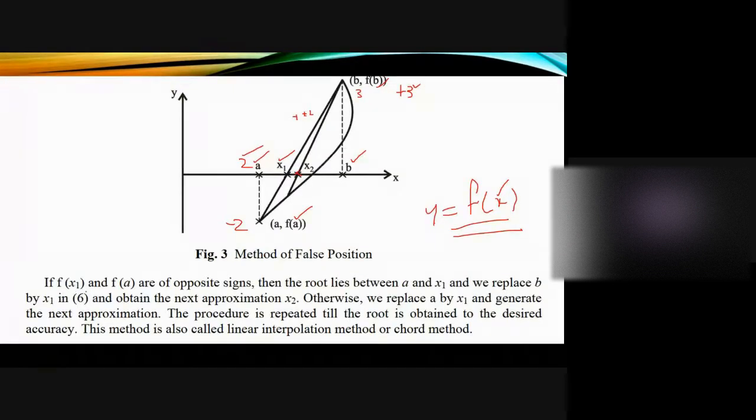So if f(x1) and f(a) are of opposite signs, then the root lies between a and x1. So this is very important when you're putting two boundaries, some left extreme and right extreme. If you're getting a negative value or positive value for the left extreme, the reverse should be for the right extreme. Then only you can assume that the value is between these ranges. So when the root is lying between a and x1, we replace b with x1 and obtain the next approximation. So this is decided based on the nearest values.